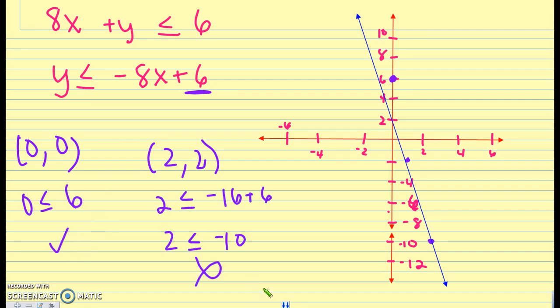So we should get that 0, 0 does work. 2, 2 is a little bit too big. So I'm going to shade below the line on this side. Okay.